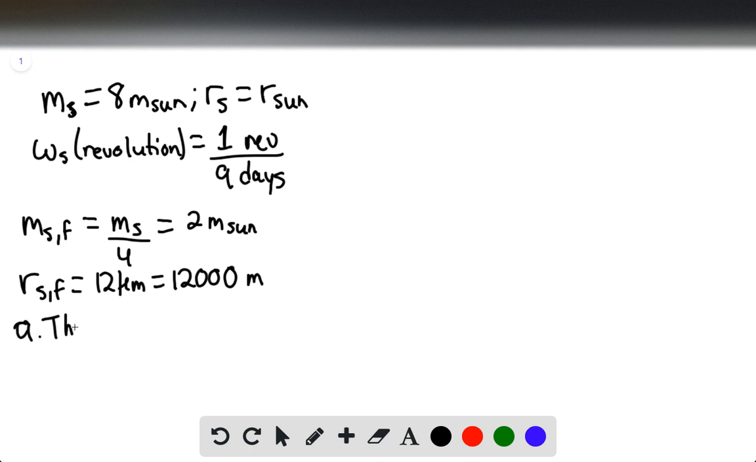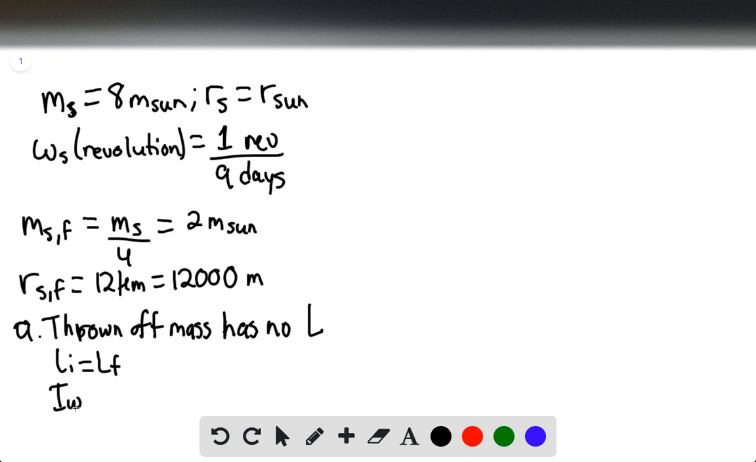So thrown off mass has no L, angular momentum. So L initial equals L final, and that means that I initial omega initial equals I final omega final. So that means that omega final equals omega initial times I initial over I final.